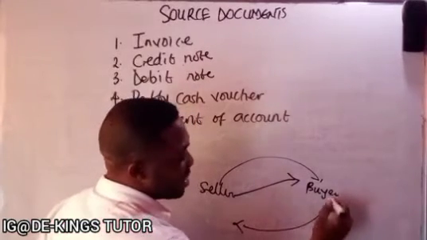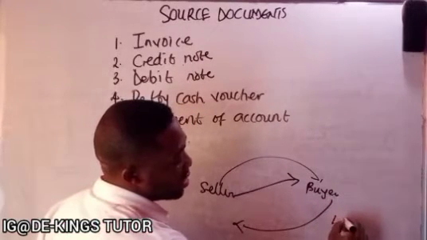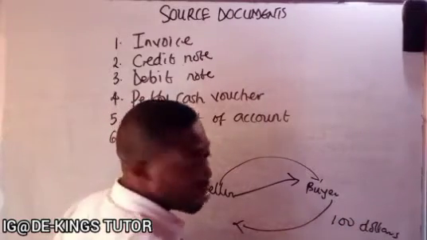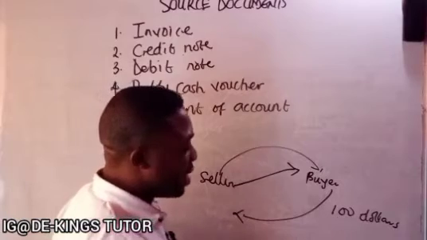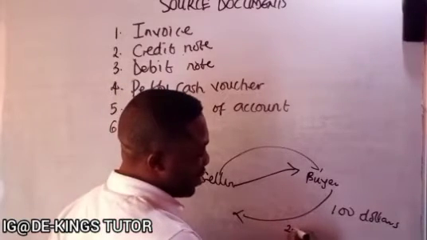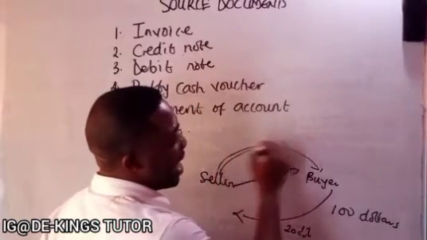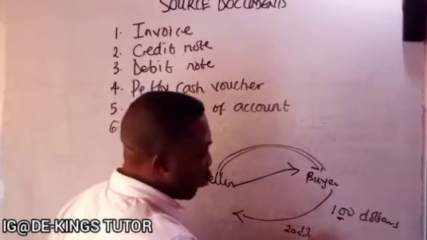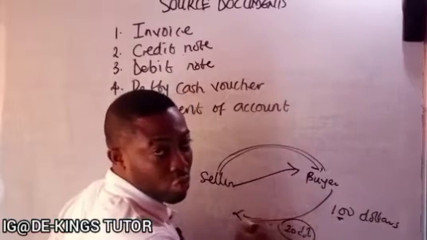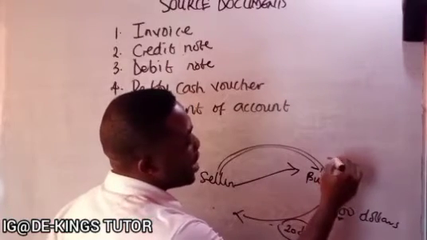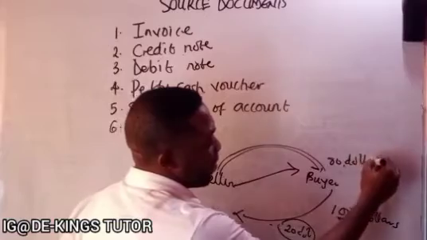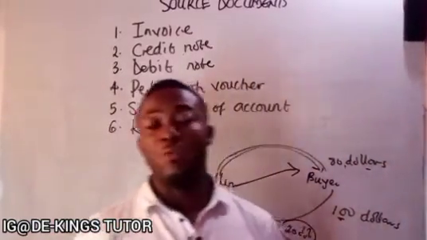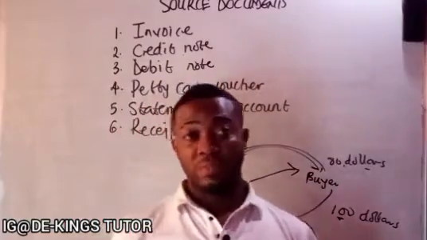For instance, if the buyer was owing $100, and the goods that were sent back are worth $20, the seller has to send a credit note indicating that you are no longer owing $100. We have deducted the $20 worth of goods that was sent back, so you are now owing $80. So the credit note is sent by the supplier to correct an overcharge that was made to the buyer.